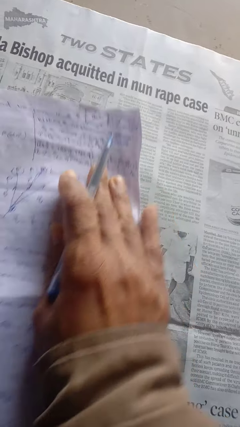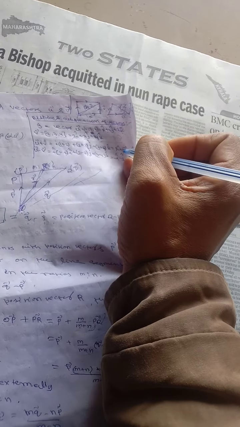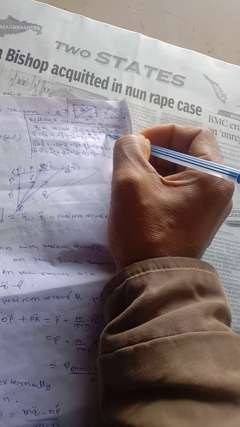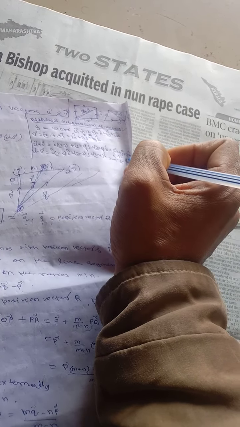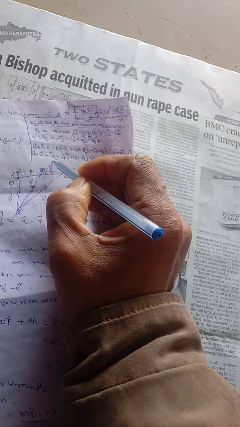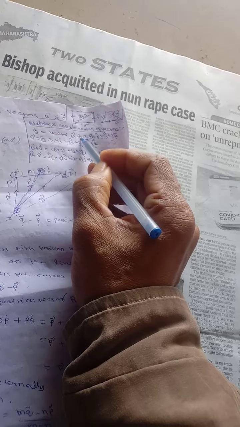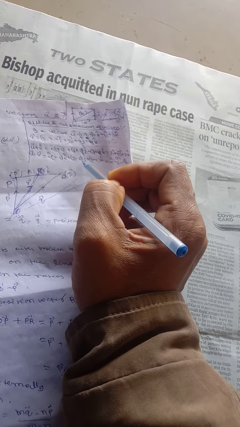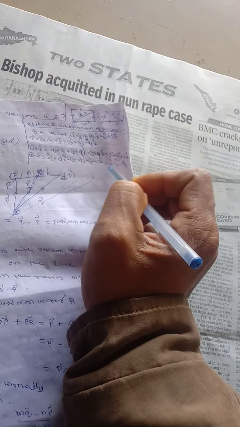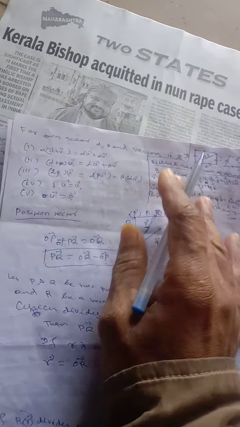Suppose you add these vectors, what is the result? u plus v is equal to i plus 2i is 3i, 2j plus 3j is 5j, 3k plus 4k is 7k. So u minus v gives: 1 minus 2 is minus i cap, 2 minus 3 is minus j cap, and 3 minus 4 is minus k cap.